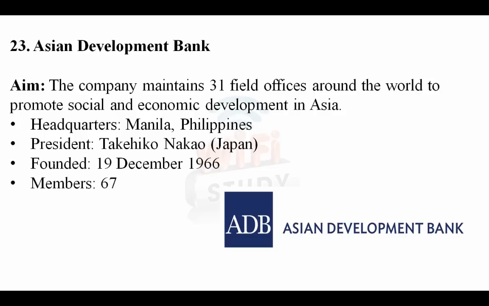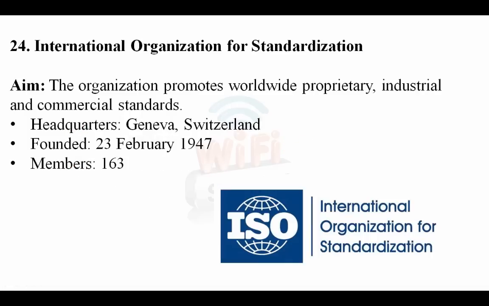Okay, the bank maintains 31 field offices around the world to promote social and economic development in Asia. And the president of this organization is Takehiko Nakao from Japan. This organization was formed on 19 December 1966, and there are 67 members of this organization. Okay, so you need to remember its headquarters, its president's name, and the members, that is 67 members belong to this bank. Now let's see ISO, that is the International Organization for Standardization.